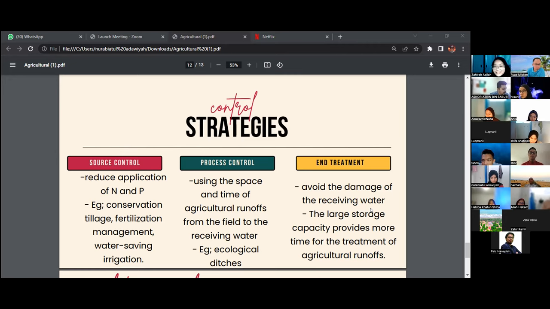Then end treatment is the last choice to avoid damage to the receiving water if the pollutants do not fall below the safe value. The storage capacity provides more time for the treatment of agricultural runoff. Although each approach is based on different principles, they serve to control agricultural runoff pollution to varying degrees. It is difficult to integrate the diverse treatment options from source to end, but still the concentration of nitrogen and phosphorus in agricultural runoff will decrease significantly by applying all these control techniques.